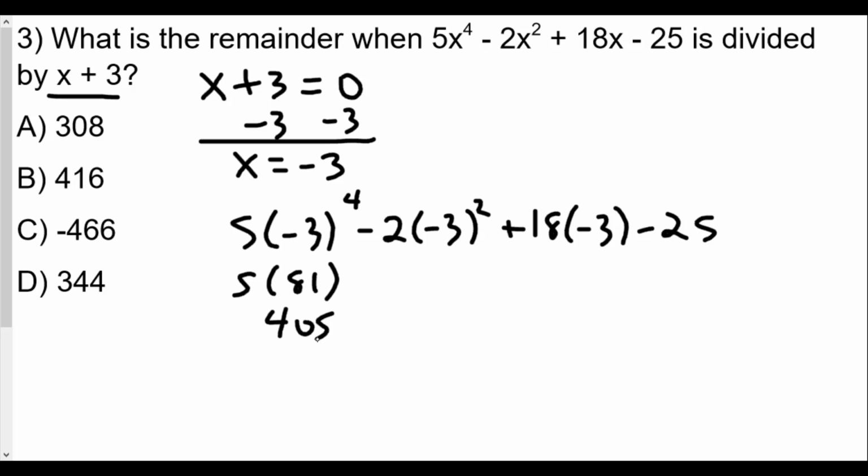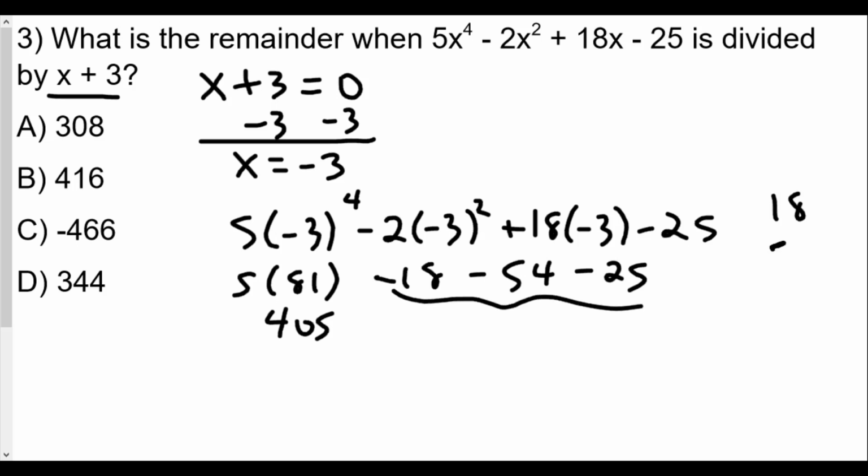Negative 3 squared is 9. Positive 9 times 2 is 18. Negative 3 times 18 is going to be, I believe, negative 54, minus 25. So what happens is I like to add up all the negative numbers here. So we have 18, 54, 25. Add them up. 12 plus 5 is 17. Carry the 1. 1, 2, 4, 9, 92. So it's subtracting 92. Okay. Sorry, 17. So 97. I'm sorry. Not 92, 97. Oops.